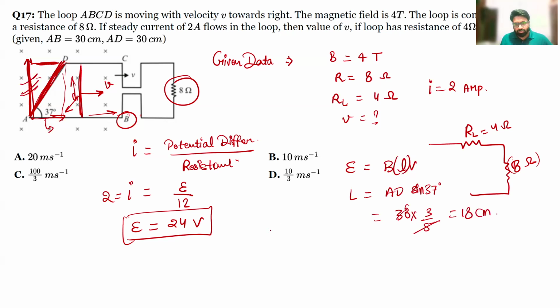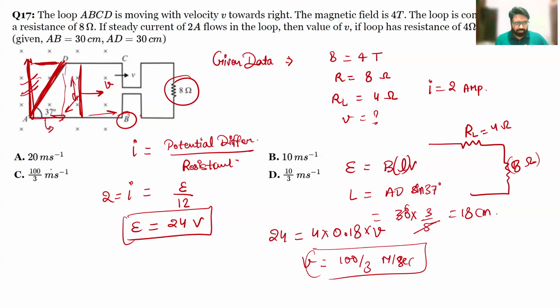Now you can put the values: 24 volt is equal to 4 into 18 centimeter, which you must write as 0.18 because we want to calculate the velocity in meter per second, multiplied by V. When you calculate this, it becomes 100 by 3 meter per second. That's one. So option C is the correct one. Clear?